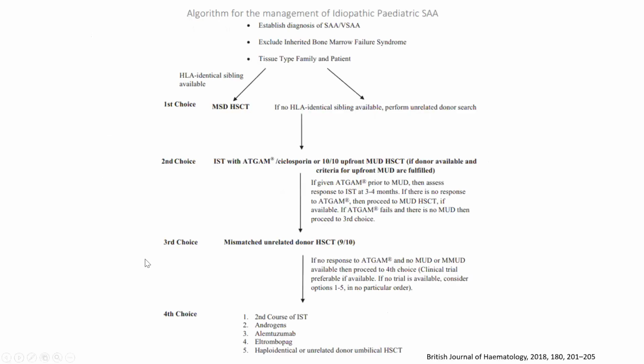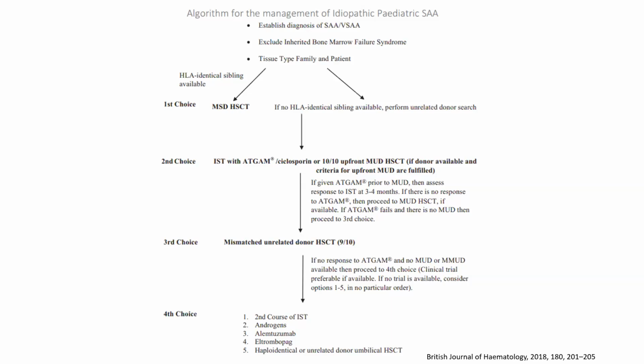So here's an algorithm of treatment slightly different from the adult, and this is adapted from the BSH guidelines on treatment of severe aplastic anemia. And it's pretty straightforward. I think we're all familiar with this guideline, not necessarily that we are able to follow it, but this is essentially the guideline. You establish the diagnosis, exclude inherited causes, immediately do your tissue typing. If you have a matched sibling donor, one would directly proceed to a sibling transplant.